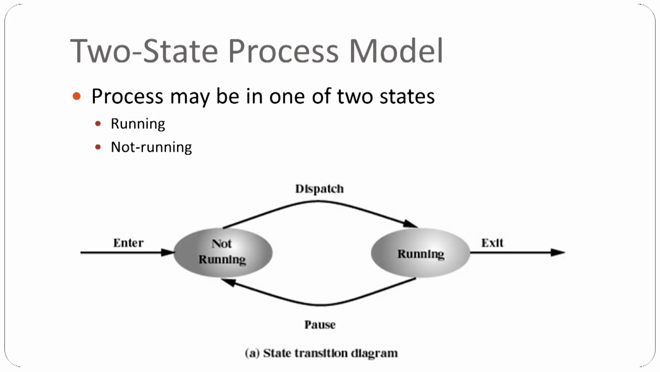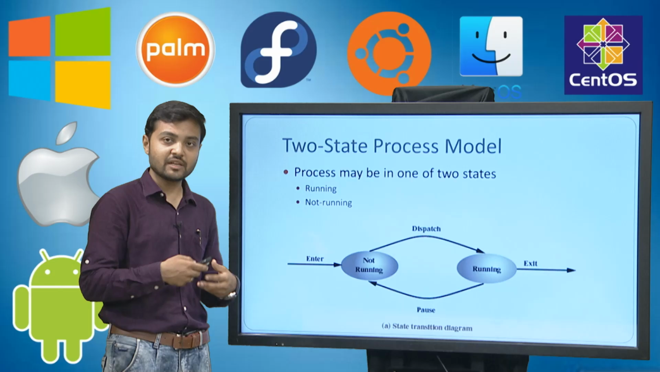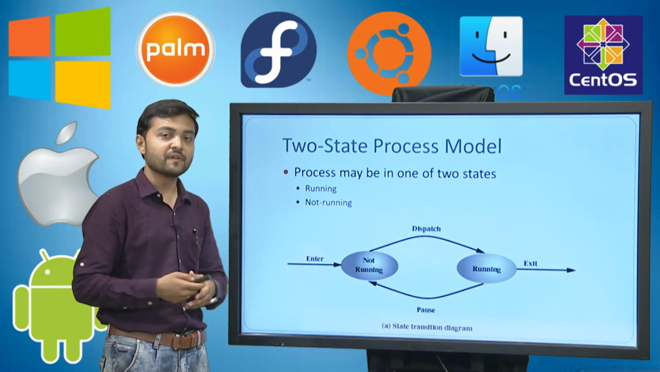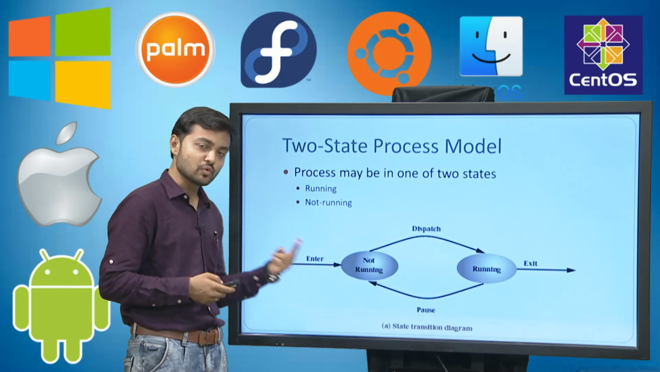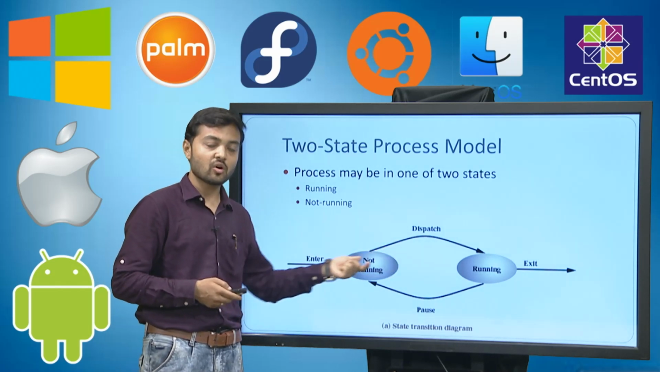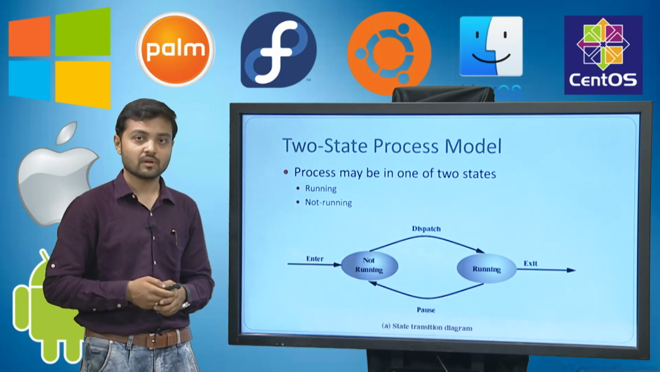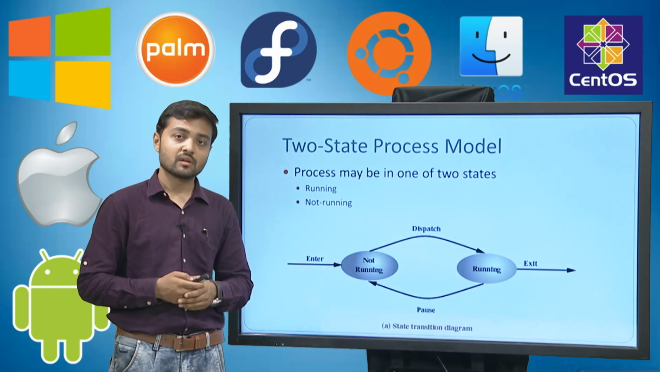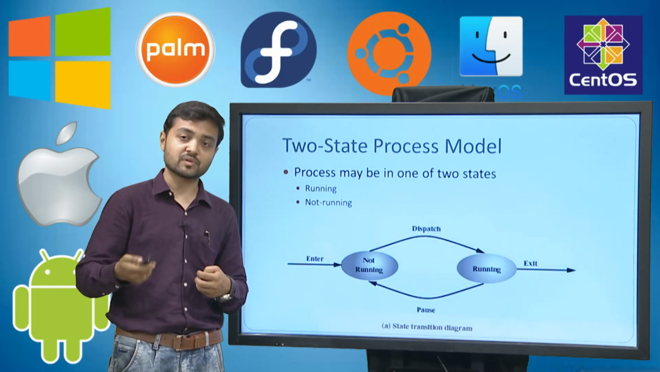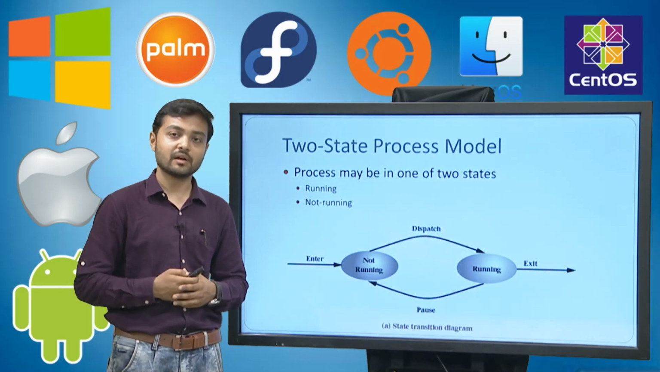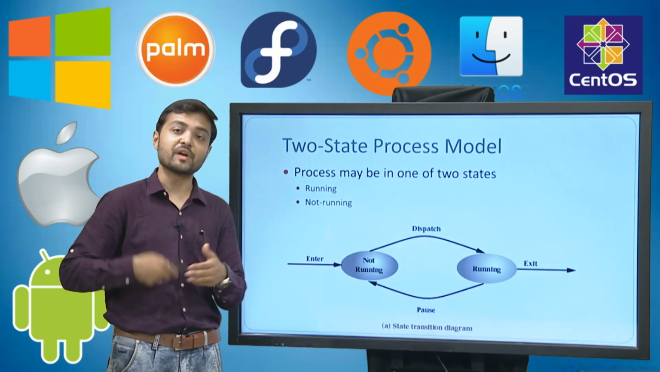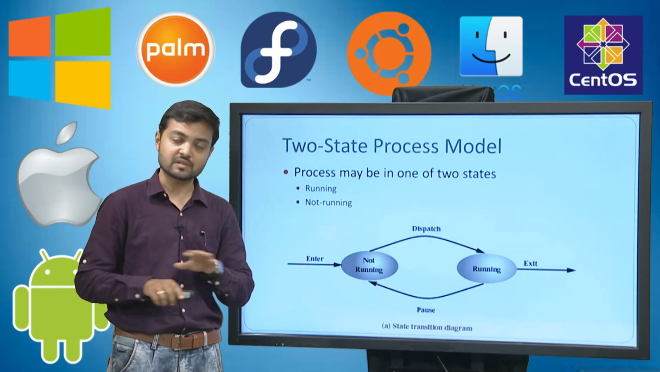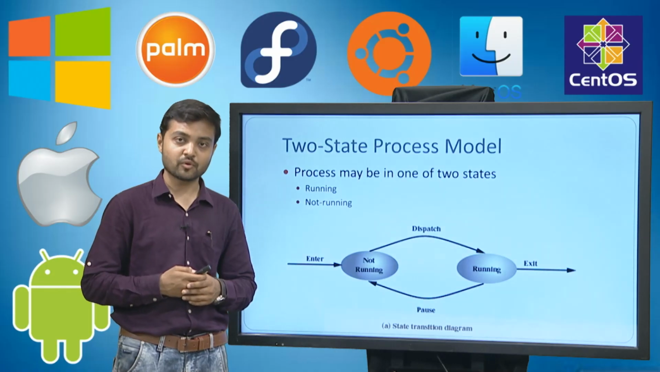A process can be in any of these 2 states. If we consider the 2-state process model, then a process can be either running or non-running. The running state means the process has occupied the processor and is running its task. A non-running process means the process is waiting for the CPU and is currently not using the processor.